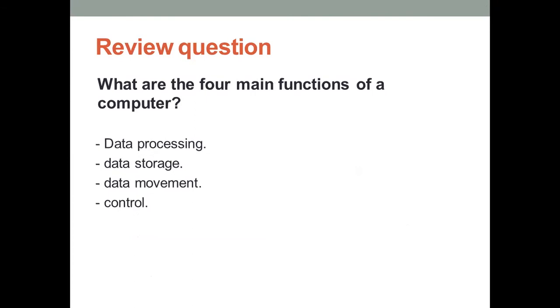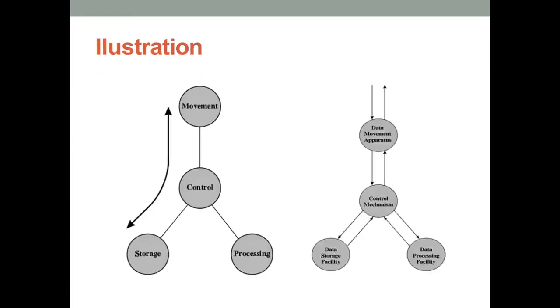And what are the four main functions of a computer? Basically, a computer has four main functions: data processing, data storage, data movement, and control. So here is the illustration. You can see that all four basic functions of the computer have a bond, like a data movement apparatus with a control mechanism, and all of the three functions are combined with the control mechanism. You can see this in the illustration.